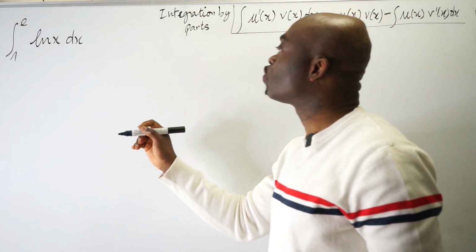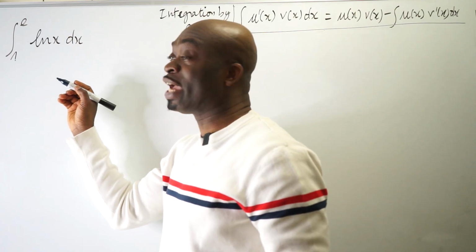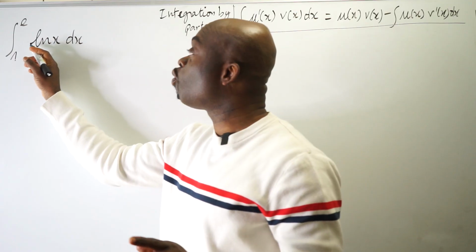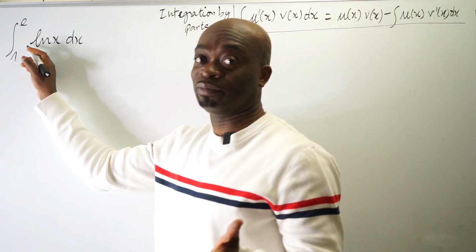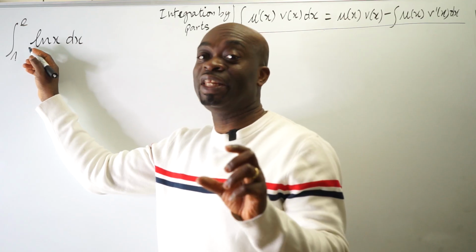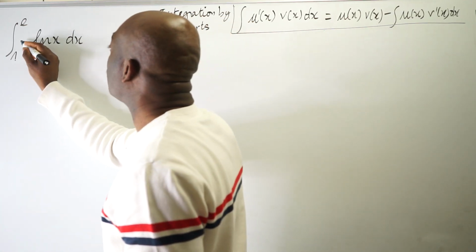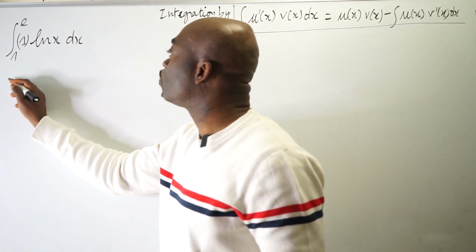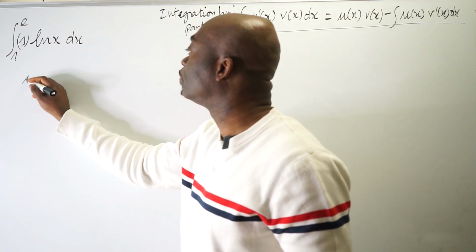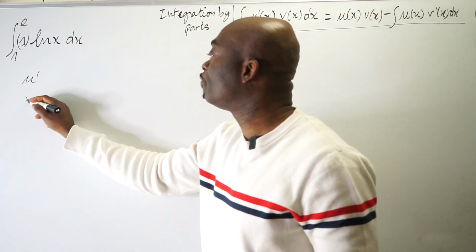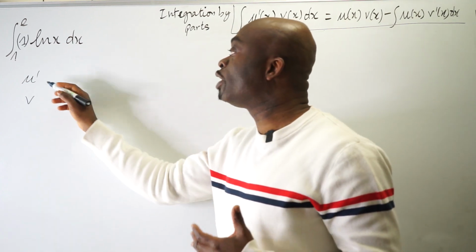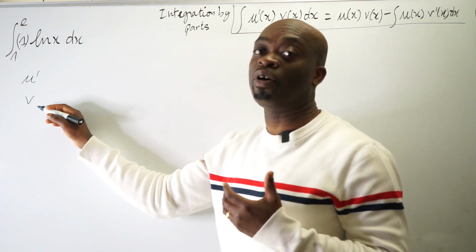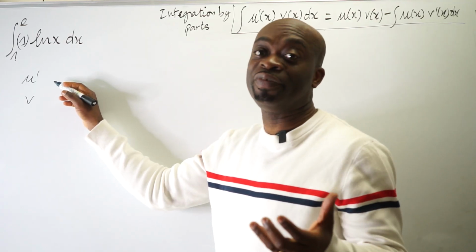All right, so let's take this one here. We have two functions. We have the function ln of x, and what else? 1, because a lot of the time we don't see that one. Because we're going to deal with u and v, we need two functions, so we can just put the 1 here. Then we have to define u prime and v. So u prime is a derivative, all right?